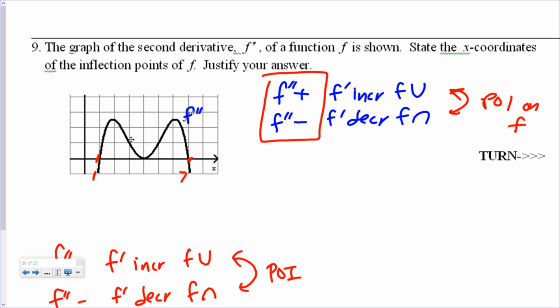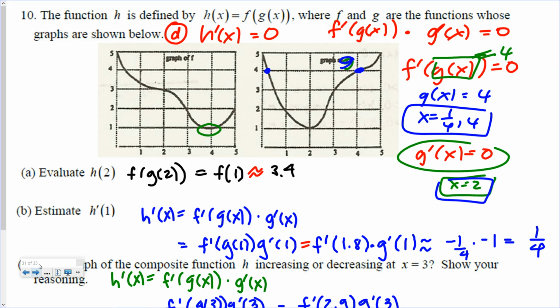No, because here f double prime is positive, and here f double prime is positive, right? So it's changing from positive to positive. That's not a POI. Okay, so this is your answer, 1 and 7. You see how easy that is? If you've memorized this, or if you have this on your paper, okay? So go ahead and start memorizing that.